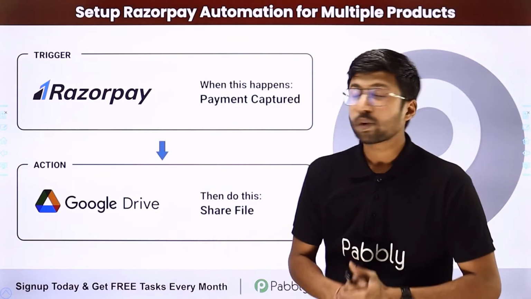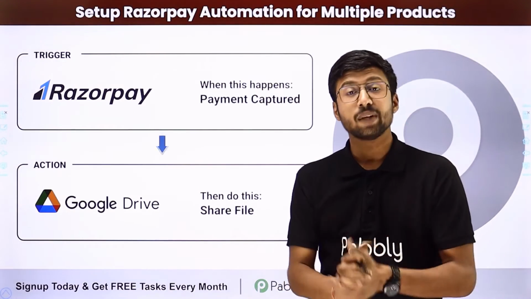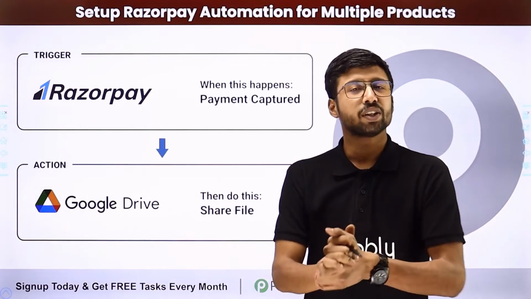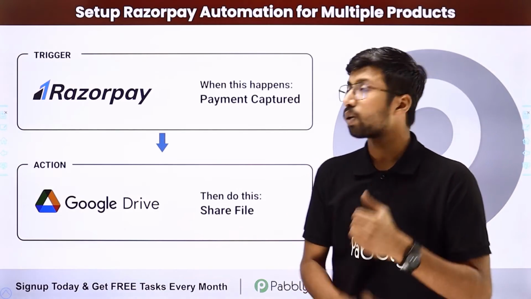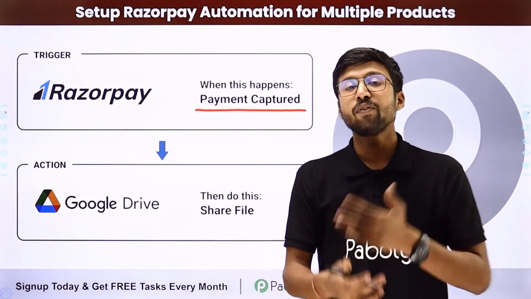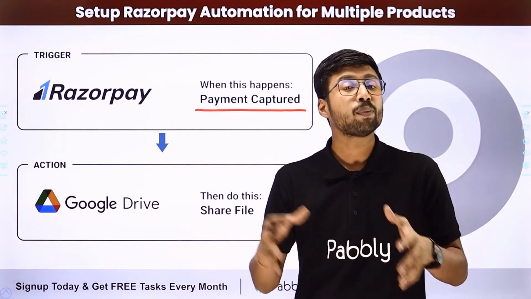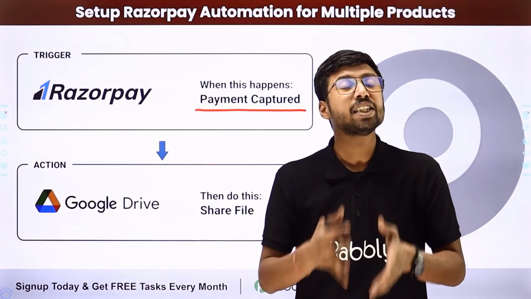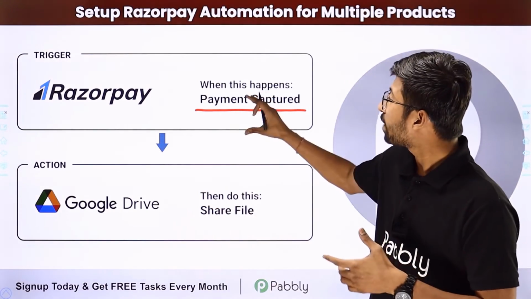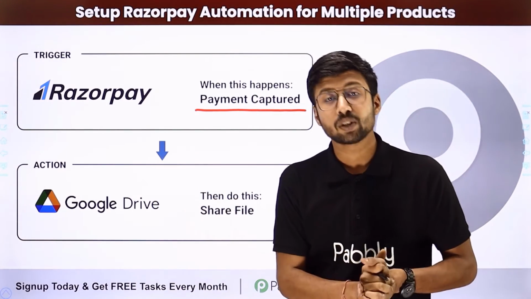So in this video, we are going to learn how to set up Razorpay automation for multiple products in Pabbly Connect. So if you are using Razorpay as a payment gateway, this automation is going to help you a lot. So in this automation, whenever we are going to capture a new payment in our Razorpay account, if you are selling multiple products using Razorpay, like if you are getting the payment for multiple products from your Razorpay account and each and every product has a different pricing, using this automation, for whatever product we are going to receive, the file of the same product will be shared from our Google Drive.